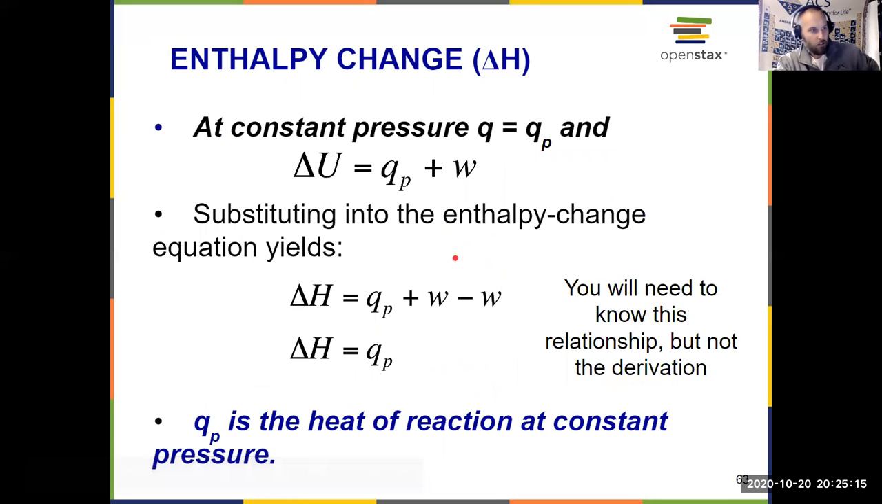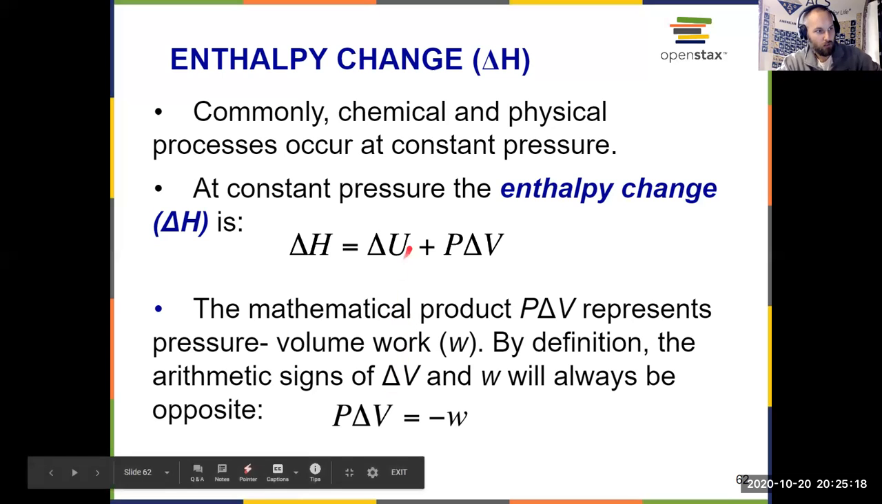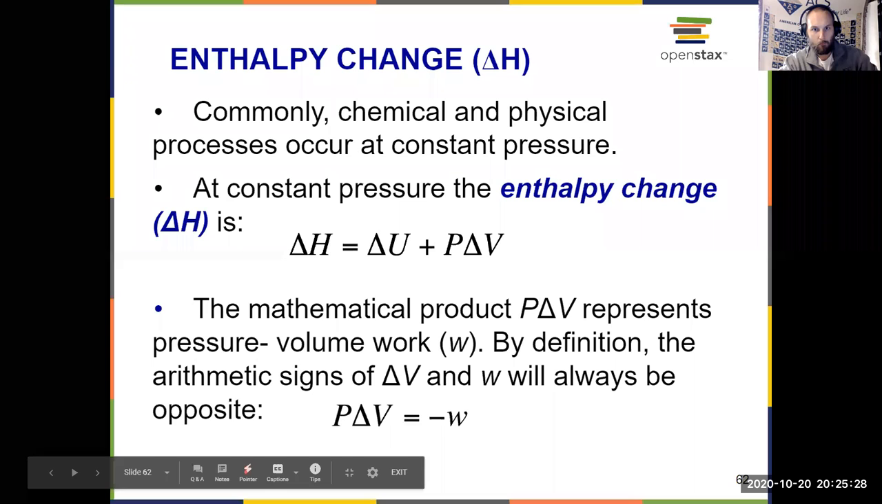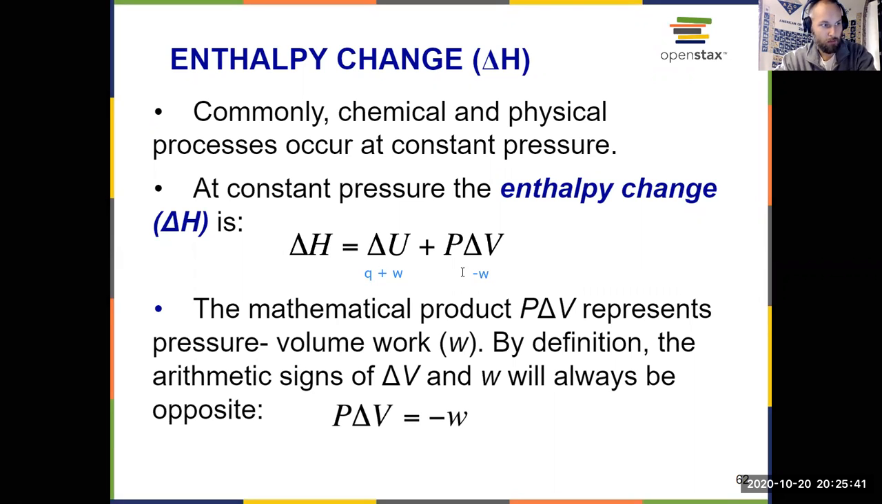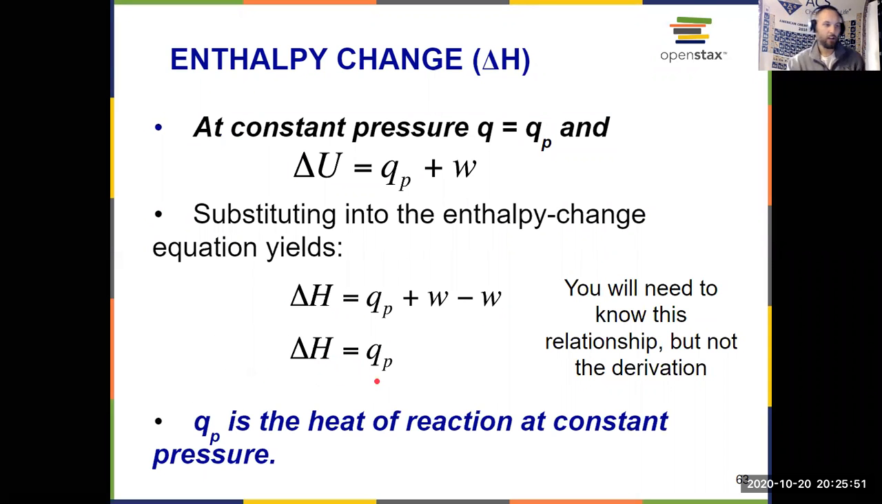In addition, jumping back again, delta U is equal to Q plus W. So I sub both of those things in. What I'm doing here is, if I write it out, I'm subbing in delta U, which we said is Q plus W. And right down here, you see at the bottom, P delta V is equal to negative W. Q plus W minus W is just equal to Q, which is what we have on the next slide here. Delta H, the change in enthalpy for the reaction, is equal to QP, the heat of the reaction at constant pressure.